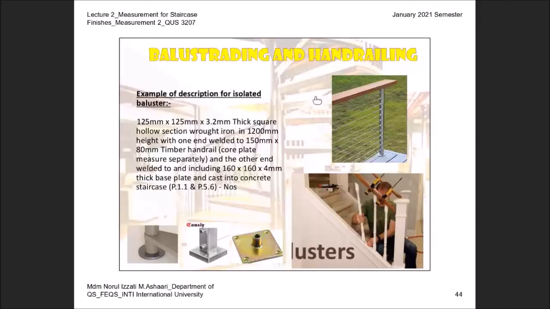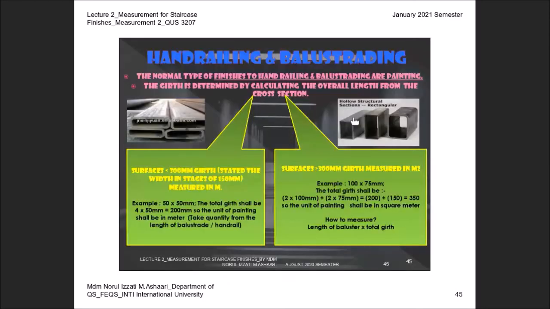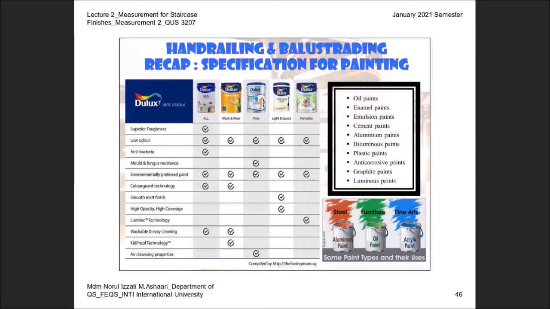Okay, this is another example of the description, just to highlight the term base plate underneath and the installation method. And then this is the next item where, once you finish all the isolated baluster and vertical baluster, you have to measure for painting. How do you want to measure the painting? You have to check the girth for the surfaces. Less than 300 mm, measure in meter. More than 300 mm, you have to measure in meter square.